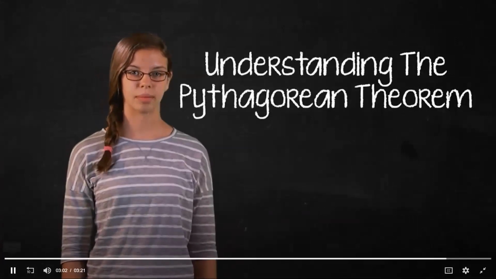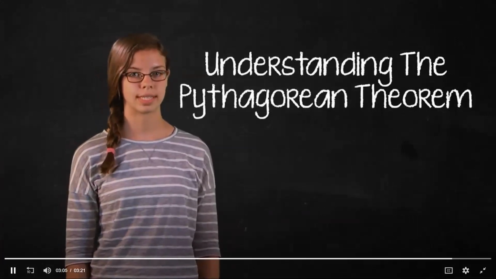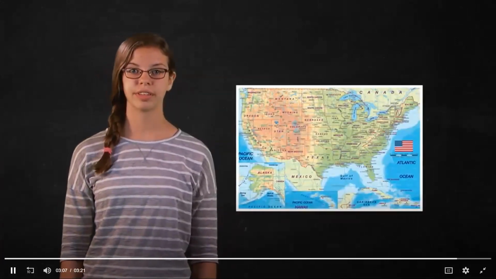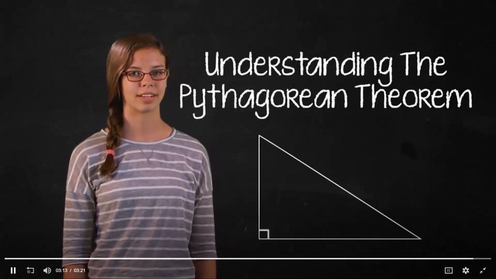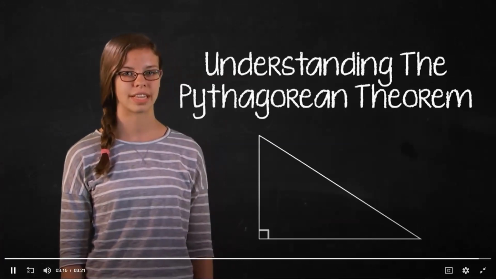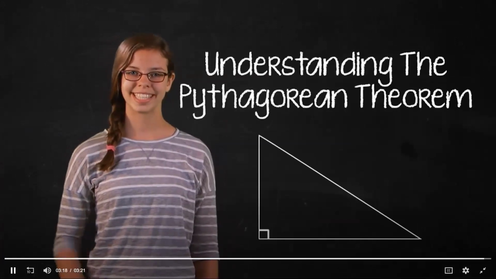The Pythagorean theorem is an important formula for many reasons. It's often applied in geography to determine distance, as well as architectural and interior design. It will always be applied to right triangles to determine the length of an unknown side. Thanks for joining me. See you next time.